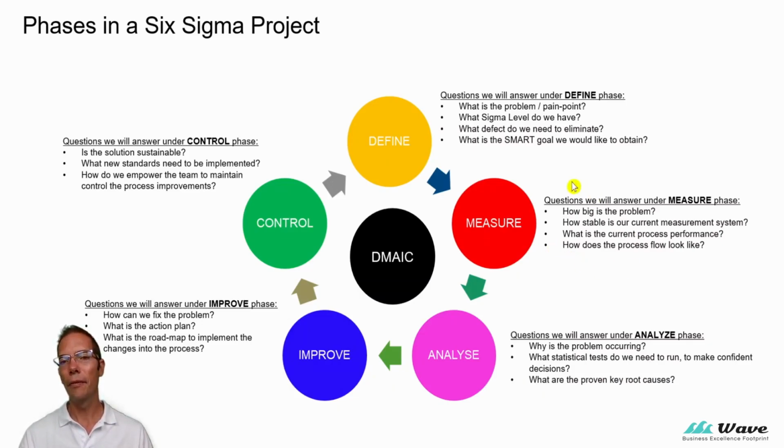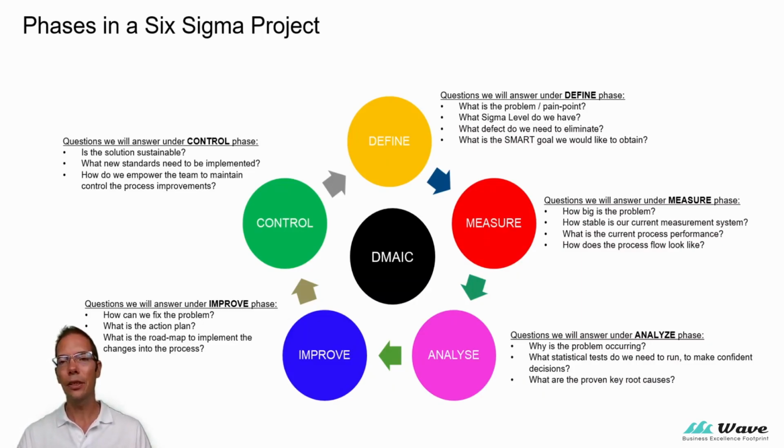In the next phase, you will have the measurements, where the first question that comes up is, how big is the problem? Is the problem really something that happens regularly? Is it something that is going to make our customers go away and never come back again? Then the next question would be, how stable is our measurement system? Because the data that we receive needs to be reliable. We cannot rely on data that is unstable. So not only should we have stable processes, but we should also have stable measurement systems.